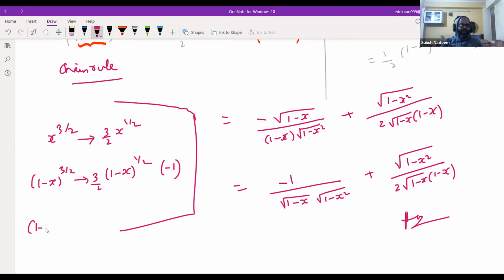If it is, suppose, (1 minus x square) to the power 3 by 2, then you will first differentiate the 3 by 2 power, that is (1 minus x square) to the power 1 by 2. Then you will differentiate 1 minus x square, that will become minus 2x.